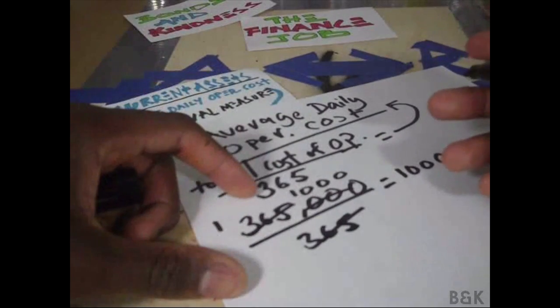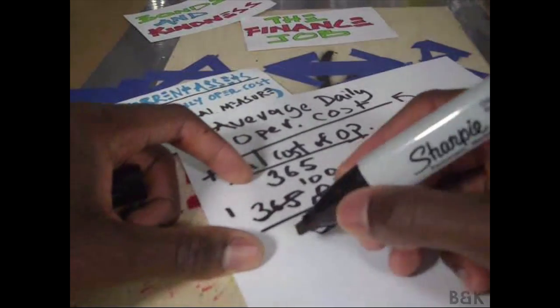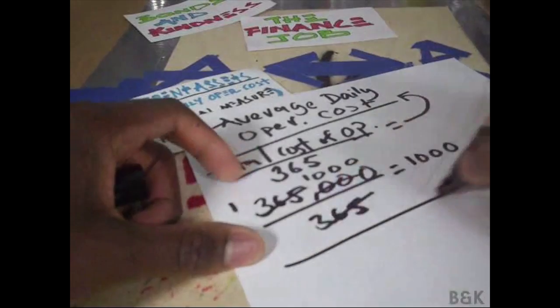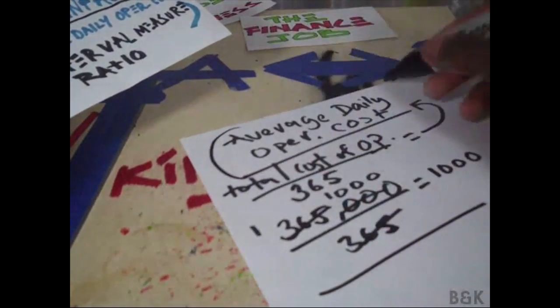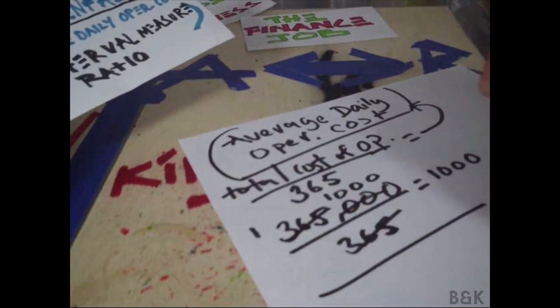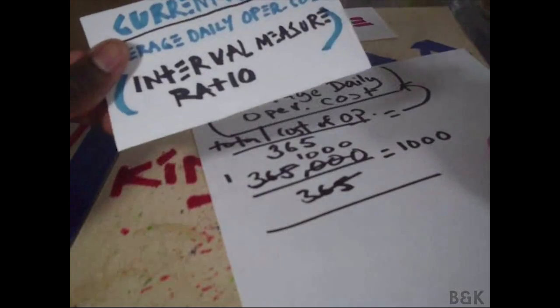So what else? What's next after this? Now we take into consideration our current assets. This formula that we just went through was the average daily operating cost. That's how we figure it out. And now we know that every single day we're spending $1,000 to run our show.